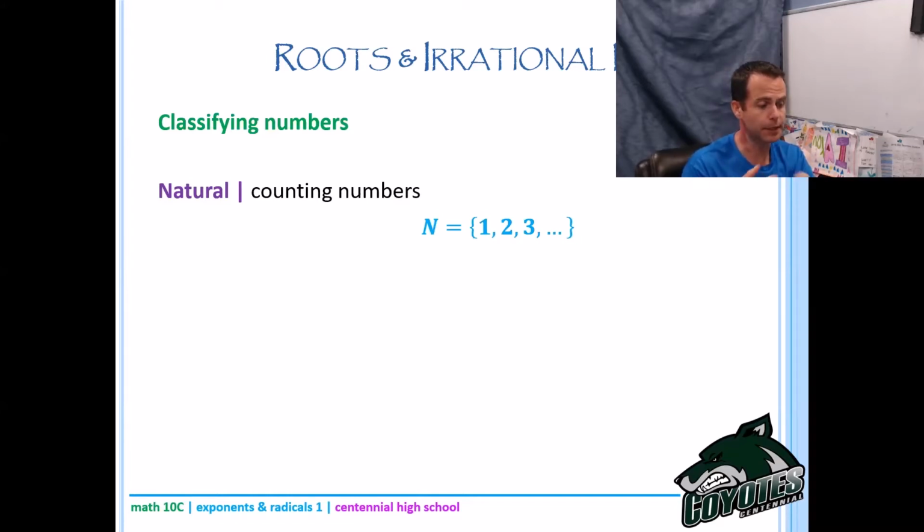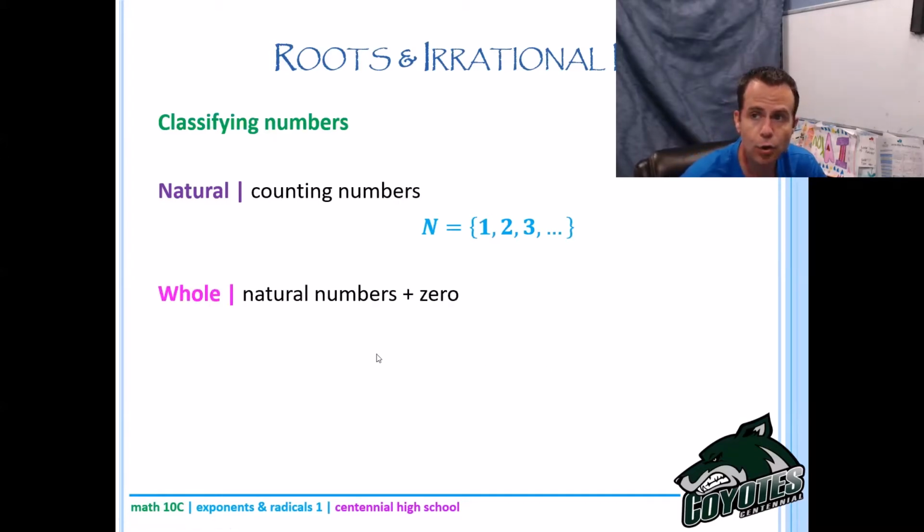Either you have something to count or you don't have something to count, okay? So we start at 1, then we go to 2, then we go to 3. We've established the pattern, and so then we end with the dots to say, hey, that pattern's going to go on forever and ever and ever.